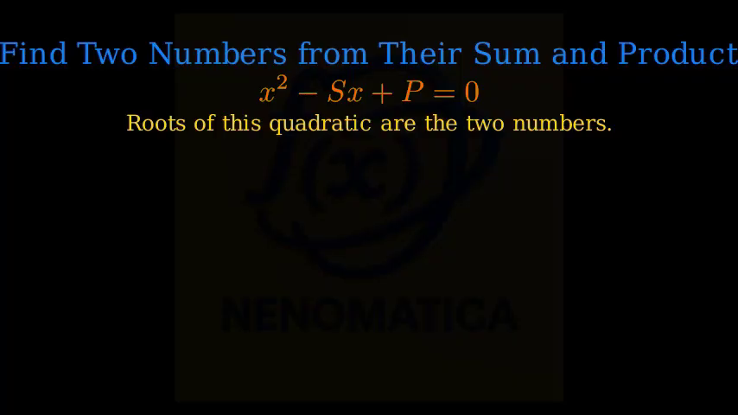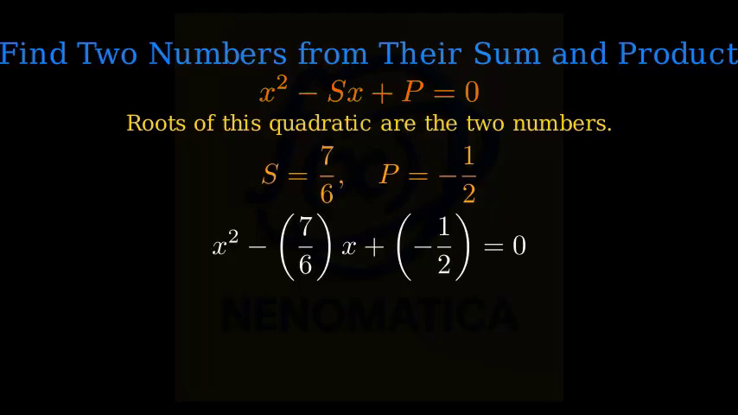Now, let us solve a concrete example. Given the sum is 7/6 and the product is -1/2. Substitute these into the template. To make life easier, clear the denominators by multiplying both sides by 6. This gives 6x squared minus 7x minus 3 equals 0. We now have a clean quadratic with integer coefficients.